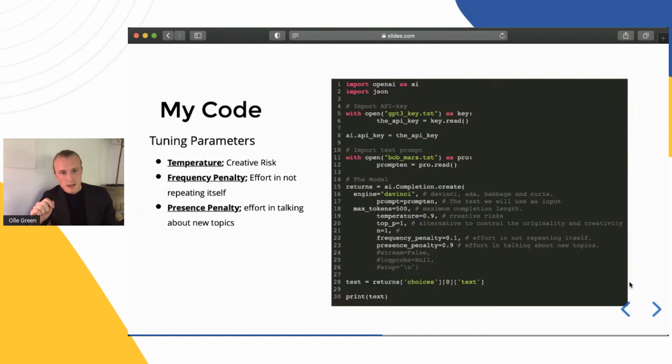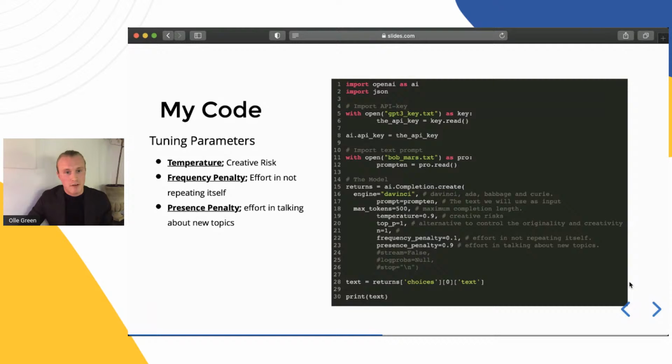First, we use the different kinds of engines. You can use DaVinci, Ada, Babbage, and Curie, a few different ones. DaVinci is the more prominent and impressive one. Then we can select how many tokens, how long we want the result to be. In this case, we choose 500.